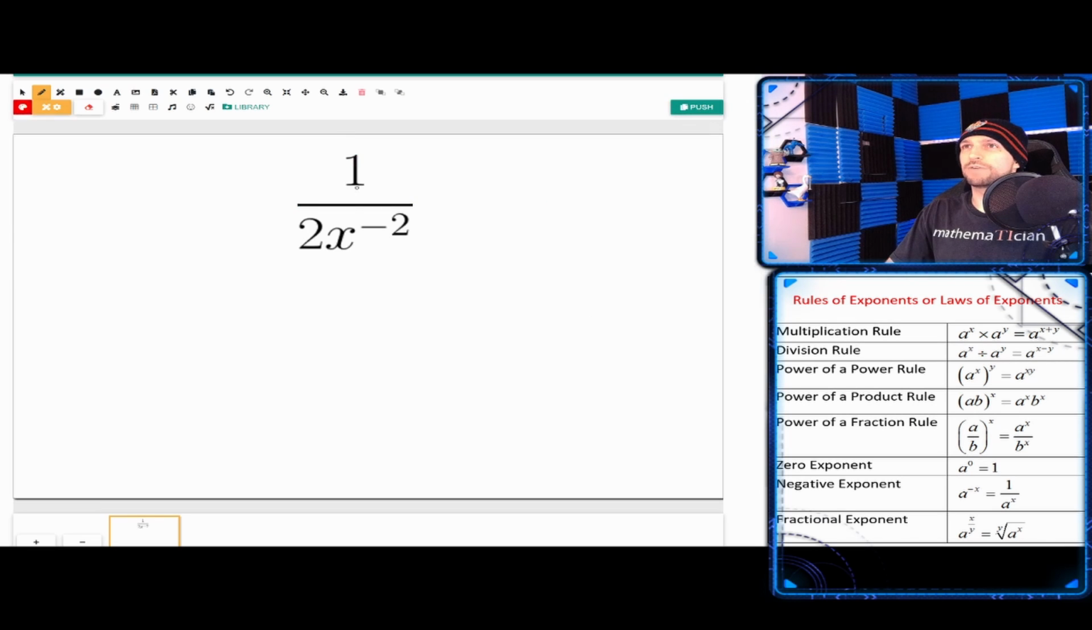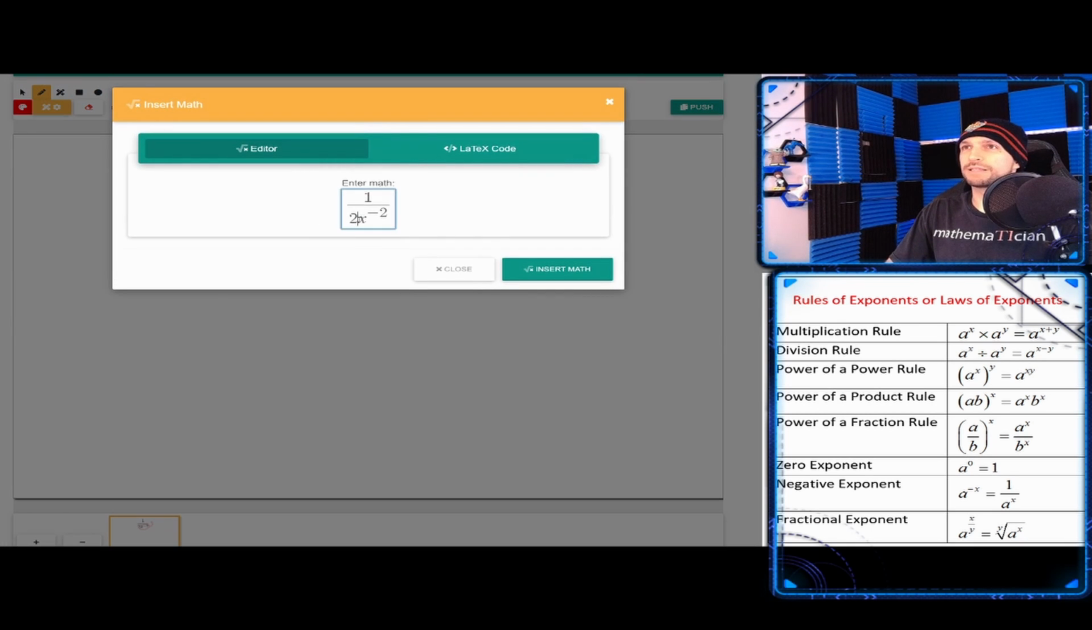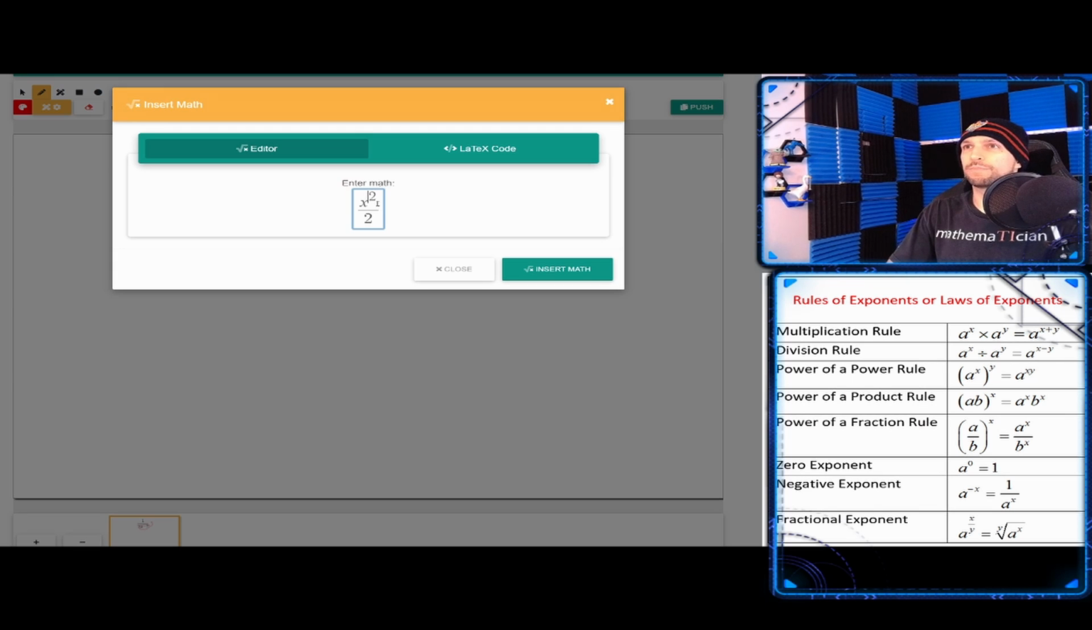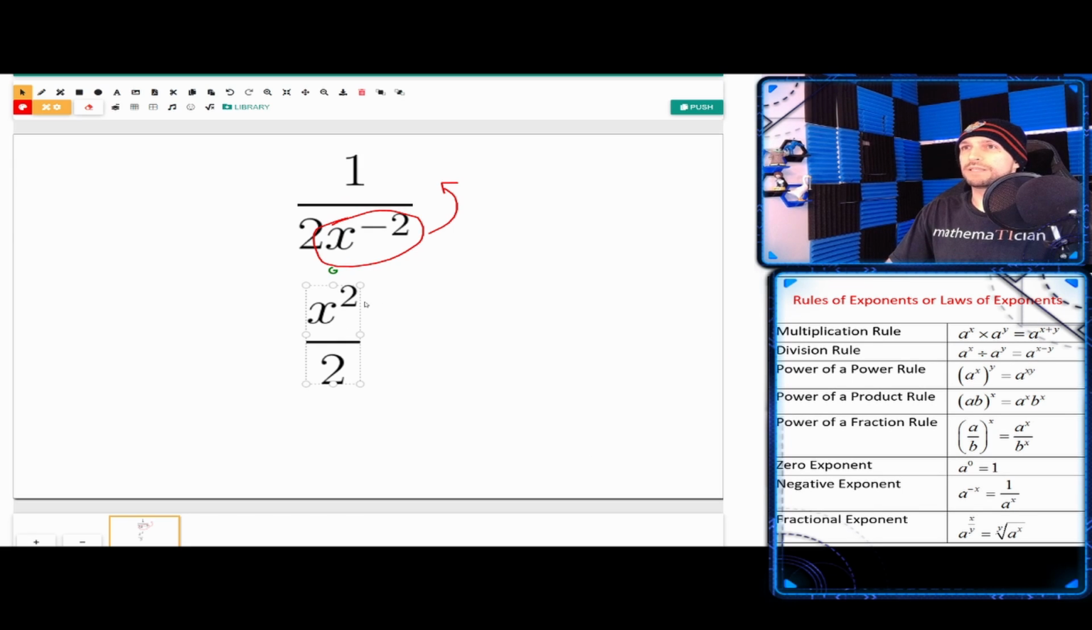Now what the negative exponent law says is that whenever we see that negative exponent, we're going to take that factor and put it in the other part of the fraction. So if it was in the denominator like here, it goes to the numerator, and then it becomes positive. So I'm just going to cut this, put it in the numerator, and make it positive. So you can see that that factor of x to the negative 2 moved to the numerator and became x to the positive 2.